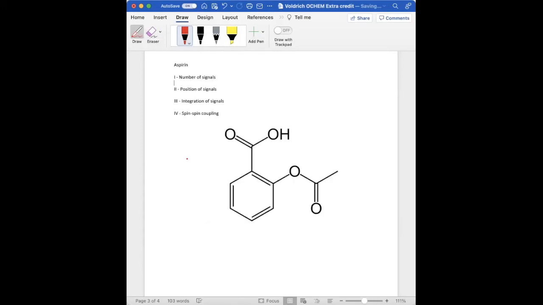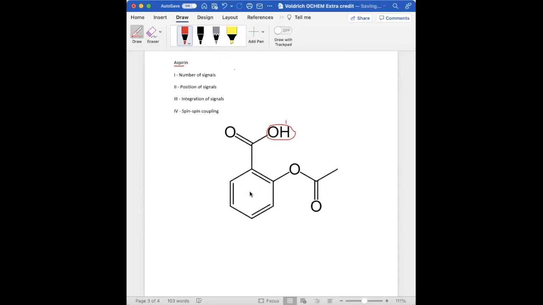Next, we're going to talk about a more complicated molecule that is very common in medicine and in pretty much overall life, aspirin. So as we can see, first we're going to look at the number of signals. This oxygen contains a hydrogen, and there are no other hydrogens in this environment, so this will register as a single signal. There's no hydrogens on this carbon, no hydrogens on either of these two carbons.